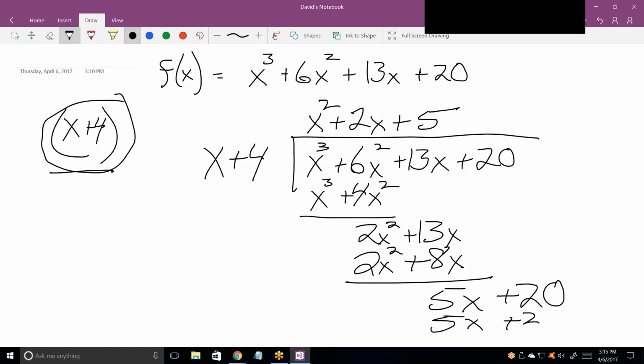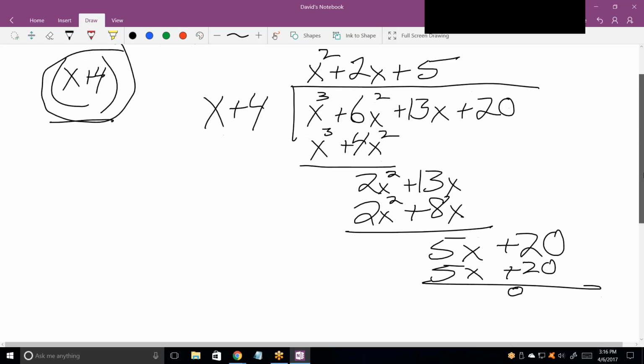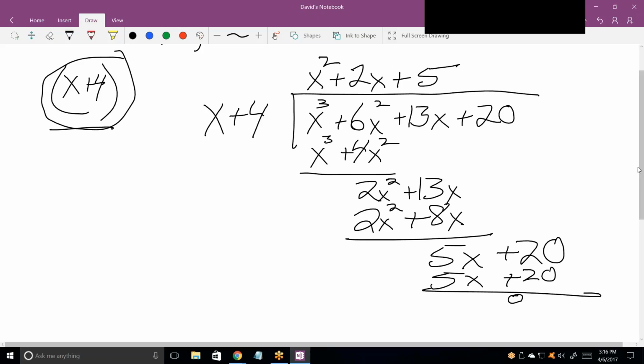Here's a very important concept you haven't learned yet, but nonetheless it's true, and you will learn it. If x plus 4 truly is a factor of this cubic, then I necessarily must get a remainder of 0. Had I gotten a remainder of 1, then x plus 4 would not be a factor of that cubic. It's called the zero remainder theorem. And when you start dealing with more cubics and quartics, that'll become more important.